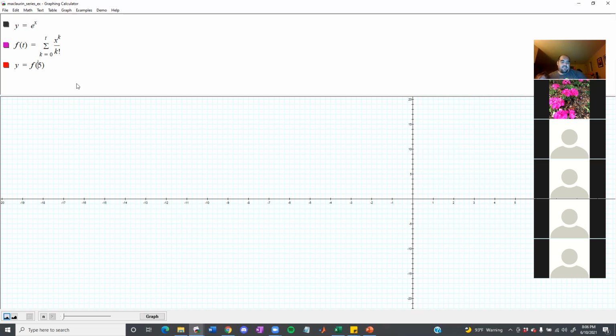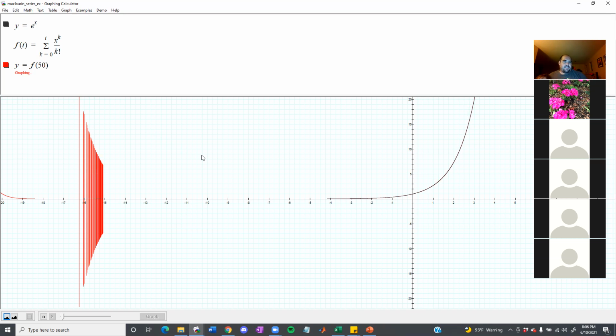So let's go a little further and see if I can clean that up more. Let's just double it and go to 50. Ooh, that's weird. Okay, so what's going on with this graphing calculator is it's taking a while because it basically has to calculate my Taylor series up to 51 terms, and it's going to take a bit.